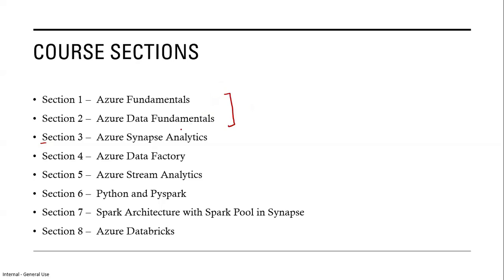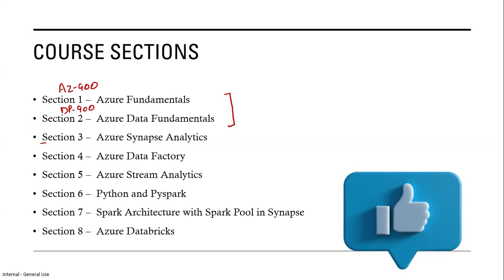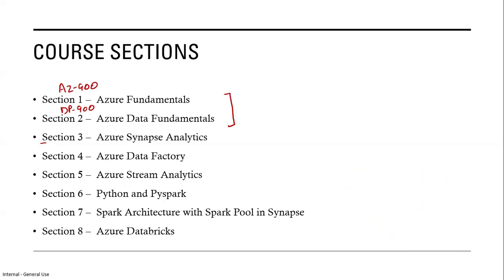Now, there are two certifications offered by Microsoft on Section 1 and Section 2. Section 1 is AZ 900, the exam name is Microsoft Certified Azure Fundamentals. And Section 2 is Data Fundamentals, DP 900. These are foundational level certifications which are valid for lifetime, issued by Microsoft, and they signify that you have a foundational level understanding of the Azure concepts or the data concepts on Azure.